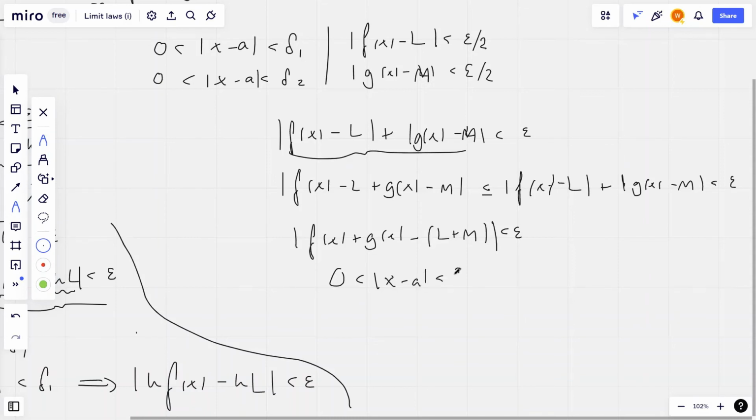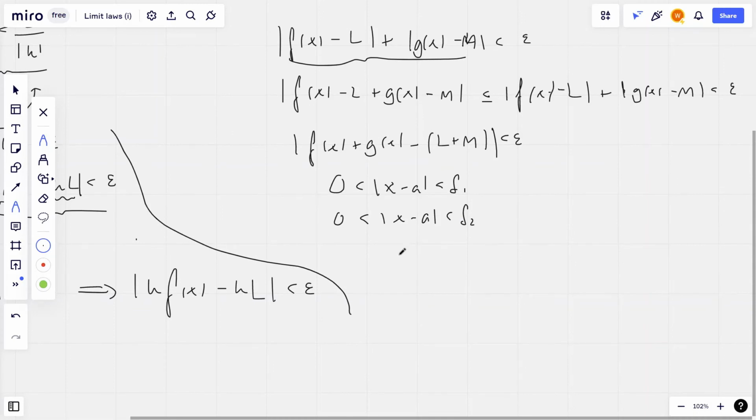So essentially, if we have this being less than delta 1 and this being less than delta 2, and then if we take the minimum value of the two, then we have that this is less than the minimum of delta 1 and delta 2.